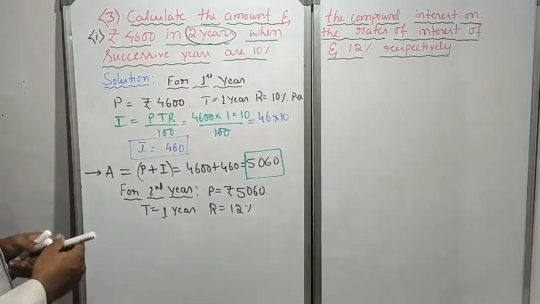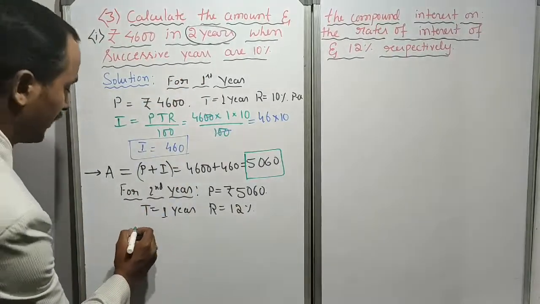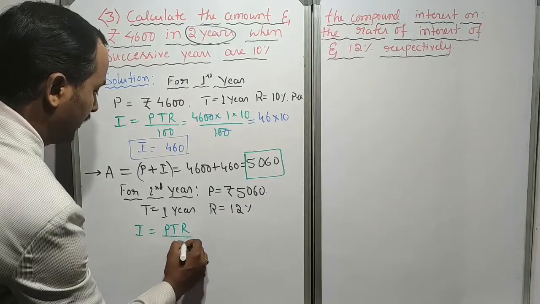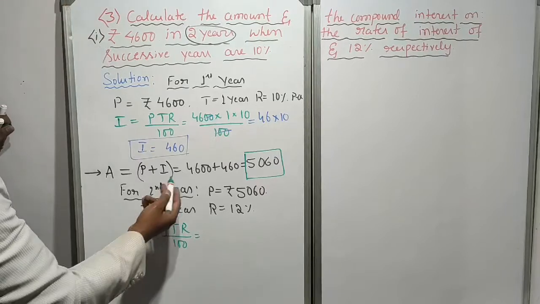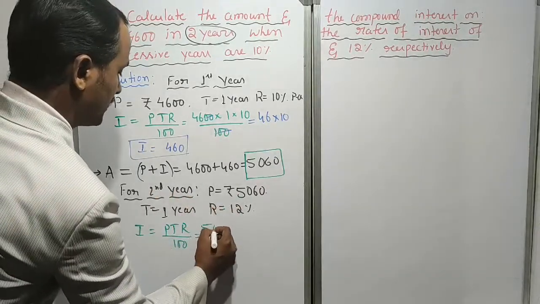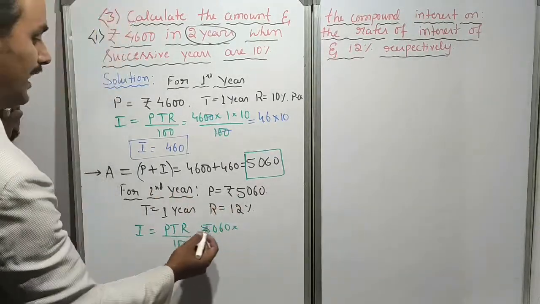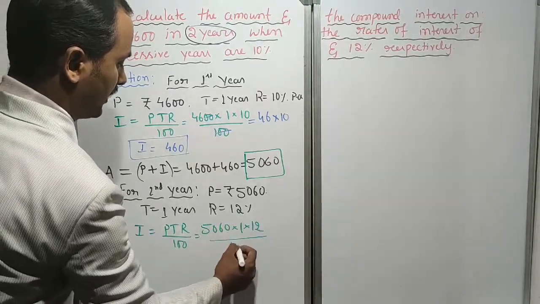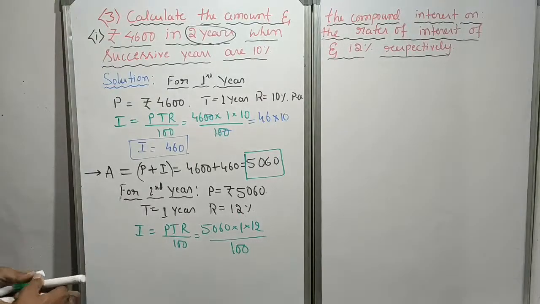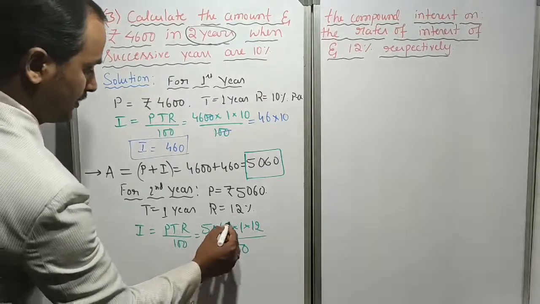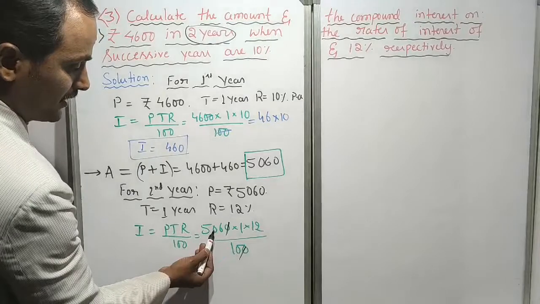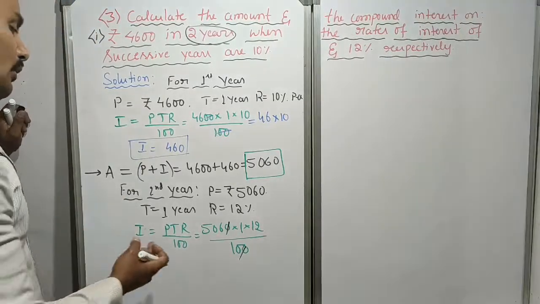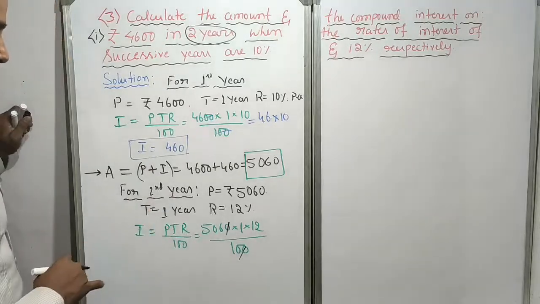Now, what is the formula? Interest is equal to PTR divided by 100. How much is there? You know that principal is 5,060 only, into time is 1 year, into rate of interest is 12, divided by 100. What next step? See, this 10, this 10 cancel. Don't cancel this 10, this 10. It became wrong, dear children. Our students, they will do that easy method. Don't do that method. Okay.